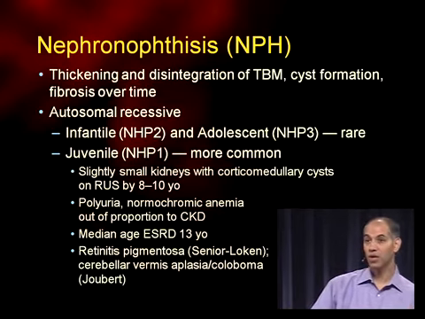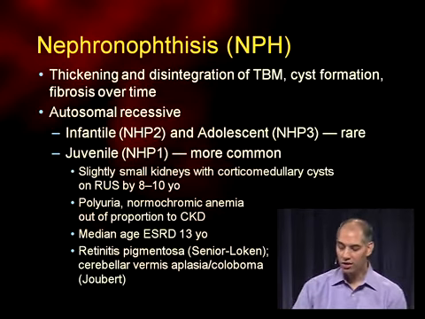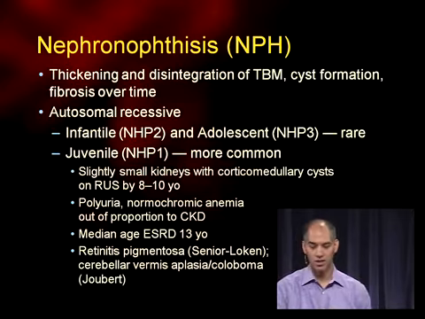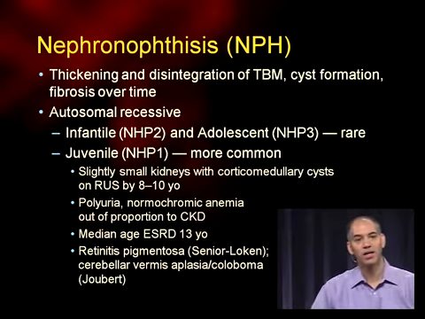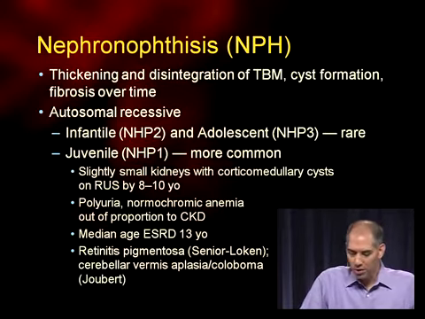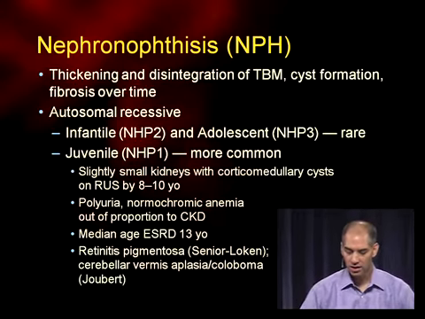They have smaller than normal kidneys. You'll often see multiple corticomedullary cysts on renal ultrasound, usually in young school age. It's not a great disease. Most kids are ESRD by the time they're teenagers, so the median age for reaching ESRD is 13.